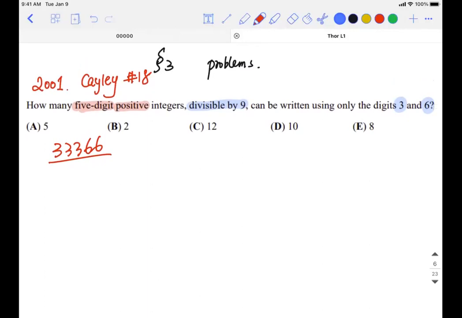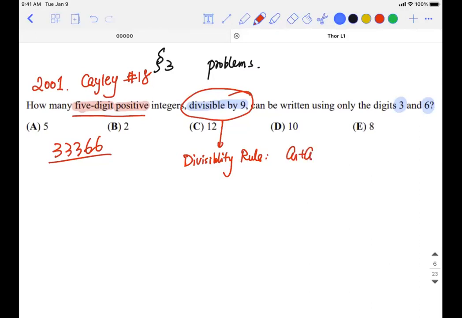So let's have some analysis. How are we going to deal with such a problem? We need to use all the knowledge we learned to try to solve it. 5-digit positive integer, nothing to say. Divisible by 9, okay? Who can tell me? We just learned the divisibility rule. According to our divisibility rule, what property makes a number divisible by 9? Still remember? Alex? If the sum of the digits is divisible by 9.